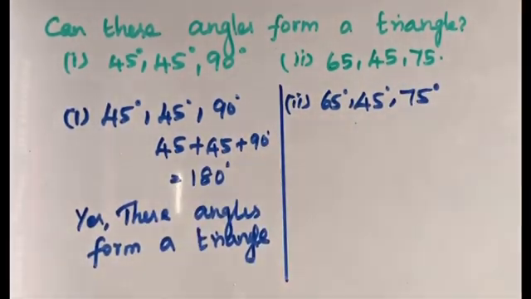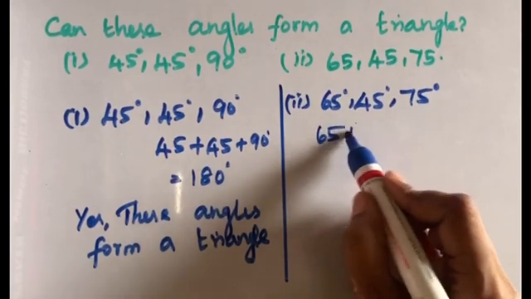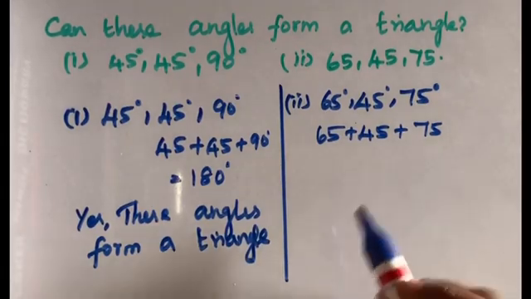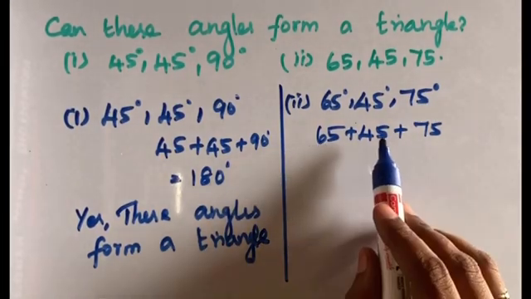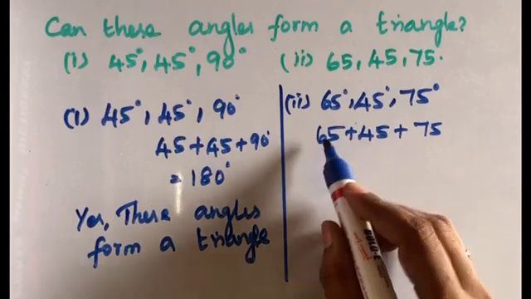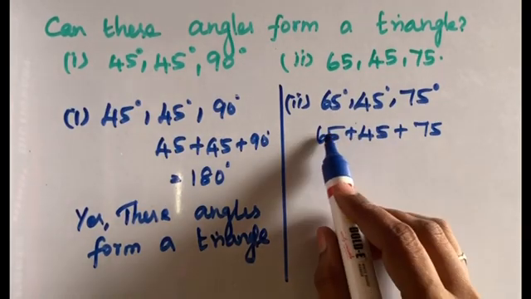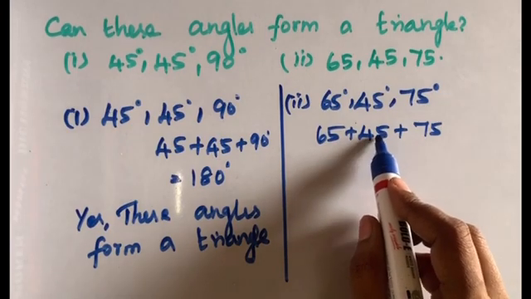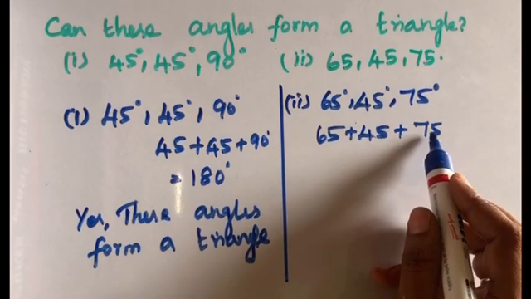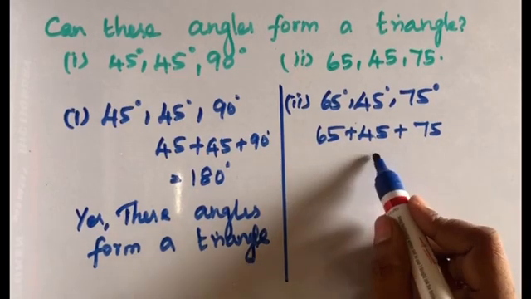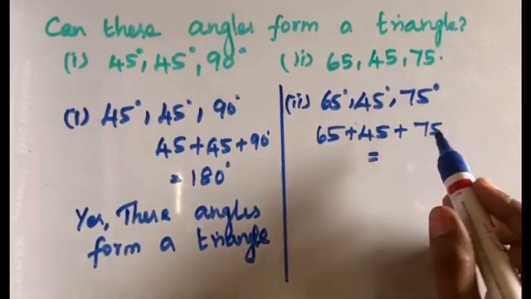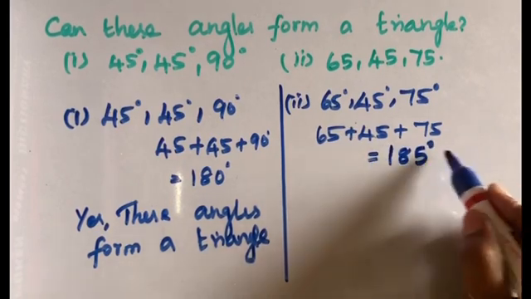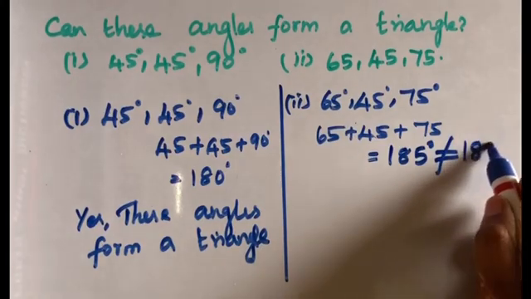Can these angles form a triangle? Let's check by adding it. 65 plus 45 plus 75. While adding 65 plus 45, what do you get? 65 plus 5 is 70. 70 plus 40 is 110. 110 plus 75, that is 185 degree. It is not equal to 180.